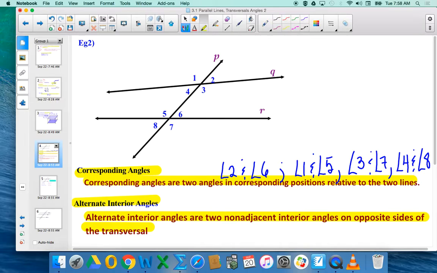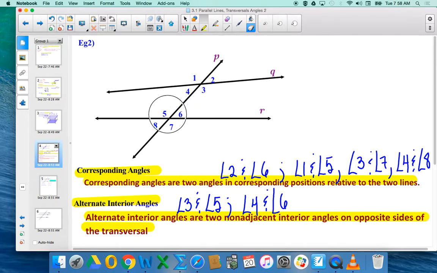Alright. So, alternate interior. Angle 3 and angle 5. They are on opposite sides of the transversal on the inside of the parallel lines. Then we have angle 4 and angle 6. Those are also alternate interior, meaning on opposite sides of the transversal, on the inside of the lines. Everybody understand that?